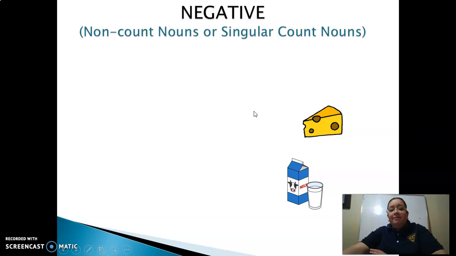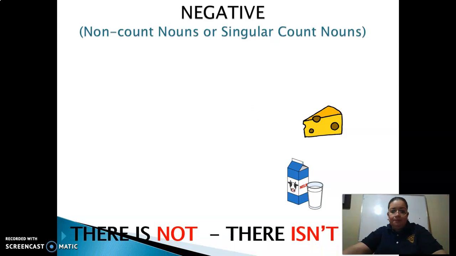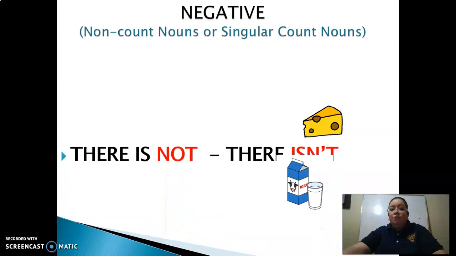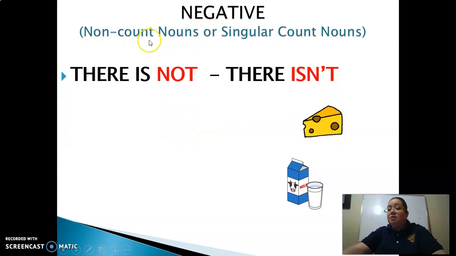We also have the negative form of there is and there are. Let's find out. We have the negative for non-countable nouns or singular countable nouns. There is not. In the contracted form, we can use there isn't, okay? Remember that we can use contractions or the full form, but it's exactly the same thing.